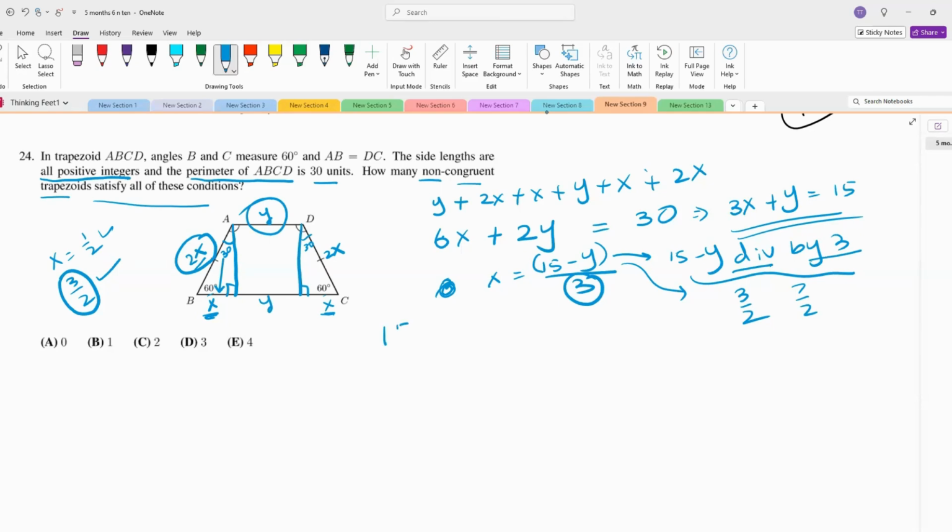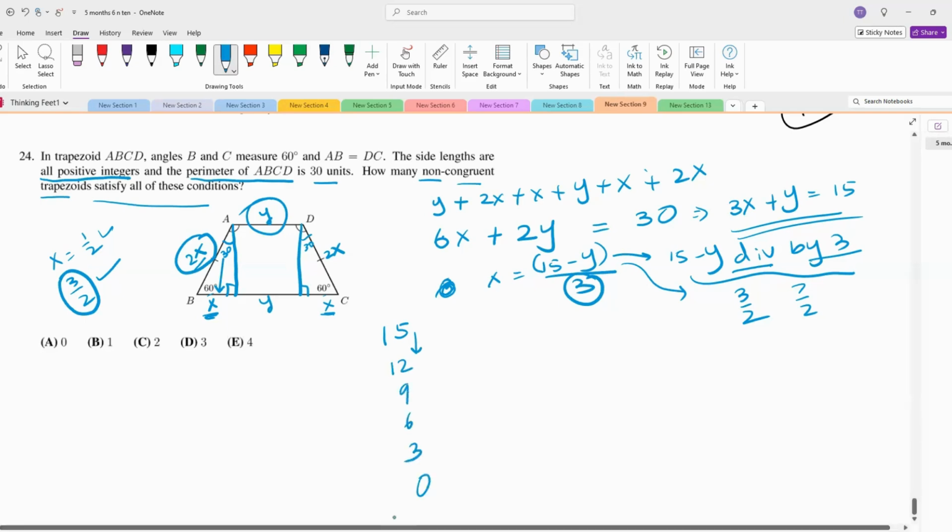Now think about this. What are the numbers less than 15 that are divisible by 3? It's 12, 9, 6, and 3. Well, 0 also, but x can be 0, so no need to worry about that.